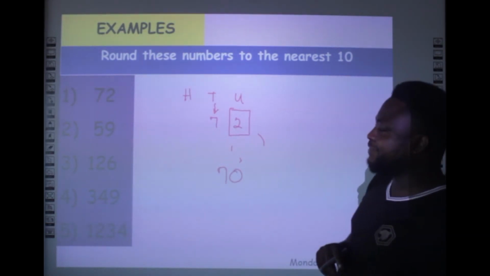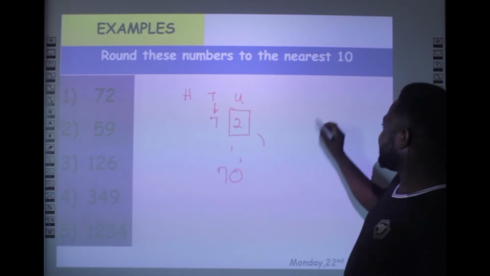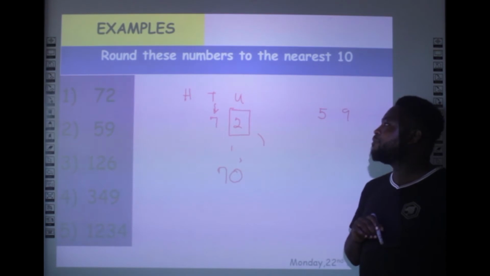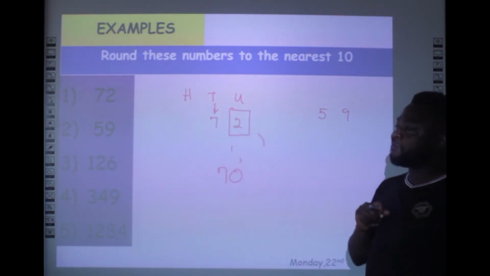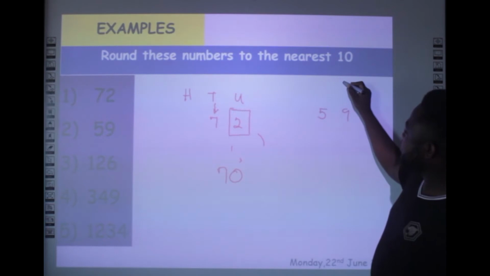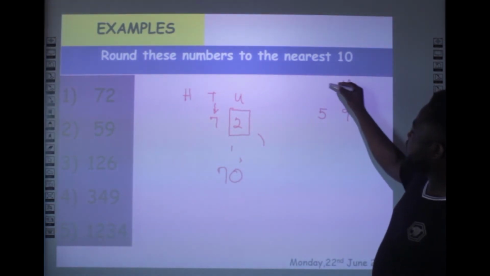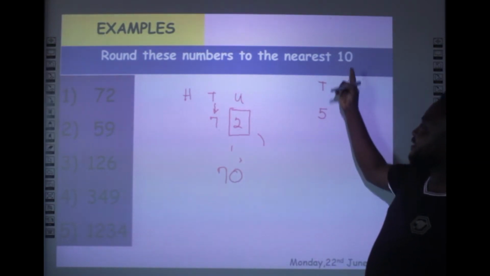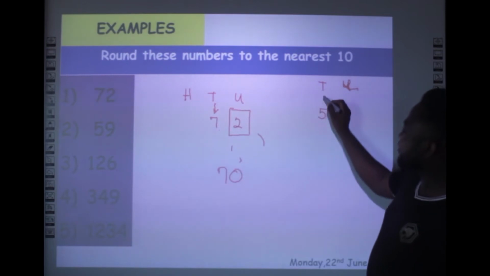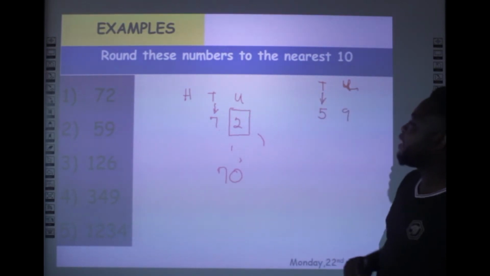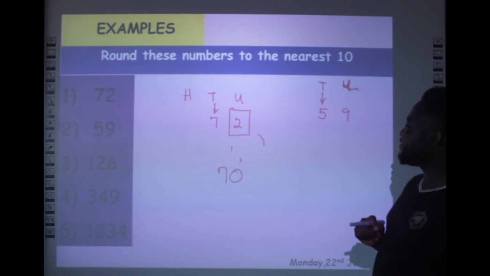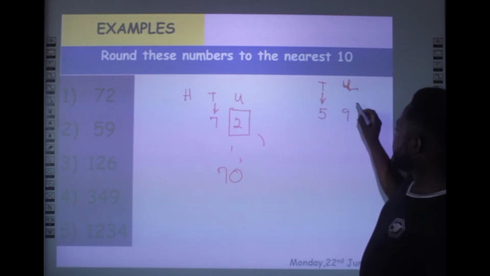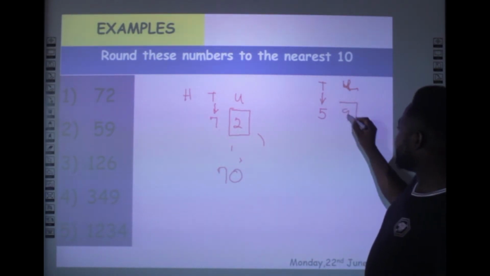Now let's look at the second example. That is 59. You write 5, 9. The first step is to locate their place value. So this is going to be units, and this is going to be tens. Since it's to the nearest 10, automatically this is going to be the target digit. Can you see that? Now, the next step is this. Look at the digit to the right of the target digit.